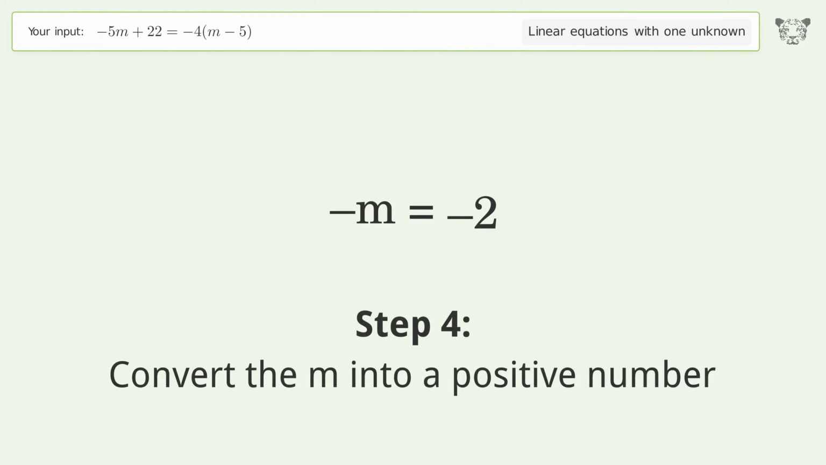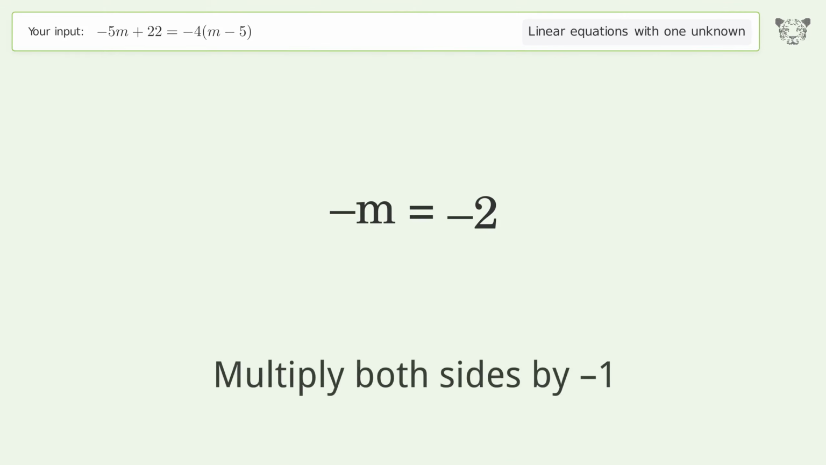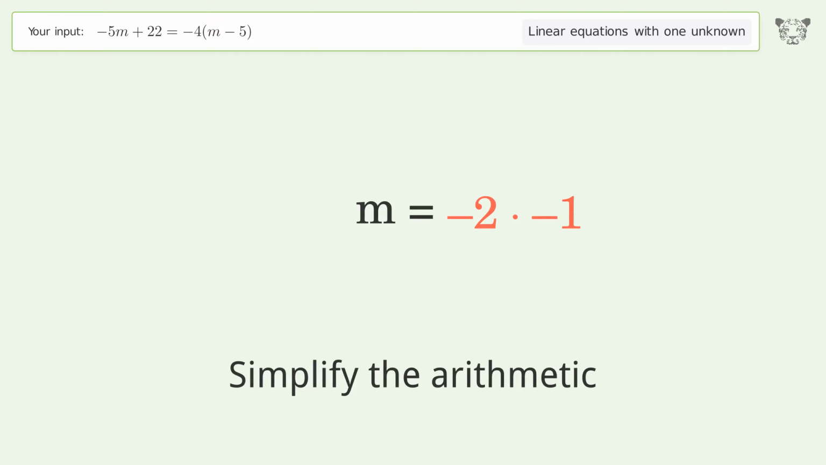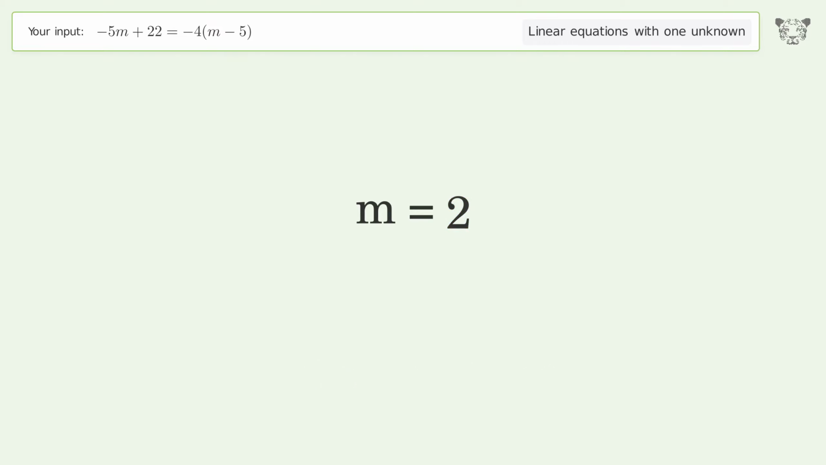Convert the m into a positive number. Multiply both sides by -1. Remove the ones. Simplify the arithmetic. And so the final result is m=2.